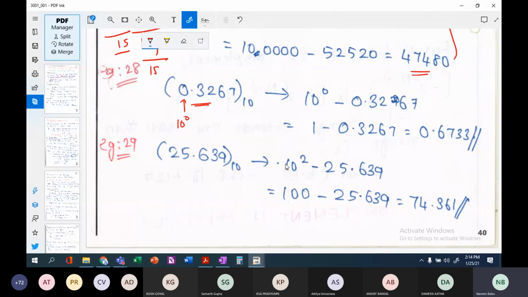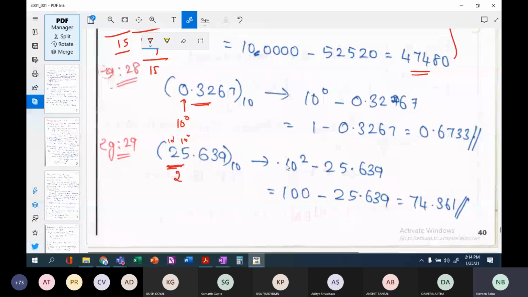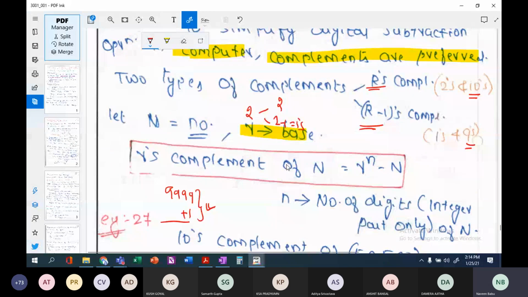Now let us take another number with a combination of an integer and a fractional part. So 25, what is the maximum positional weight you have? This is 10 power 0, 10 power 1, and you have 2 digits. In the previous case, you did not have any digit here, hence it is 0. So here, look at the number, small n. Small n represents the number of digits of the integer part only.